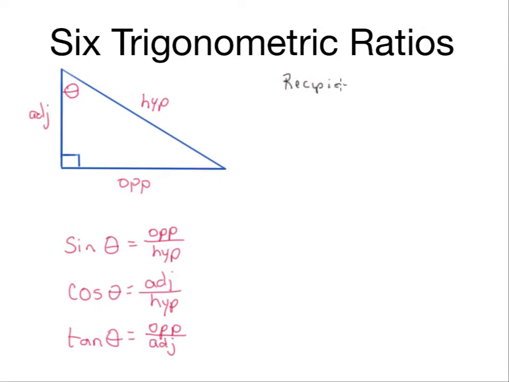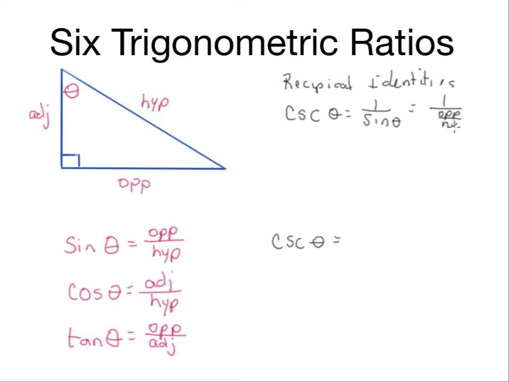So in today's video, we're going to learn 3 additional trig ratios, and they're called the reciprocal identities. First one is cosecant of theta. Cosecant of theta is defined by 1 over sine of theta. Now, I know that sine of theta is opposite over hypotenuse, so cosecant is 1 over opposite over hypotenuse, which means I flip and multiply the bottom fraction. So cosecant of theta is just equal to hypotenuse over opposite. So notice I just flip over the fraction.